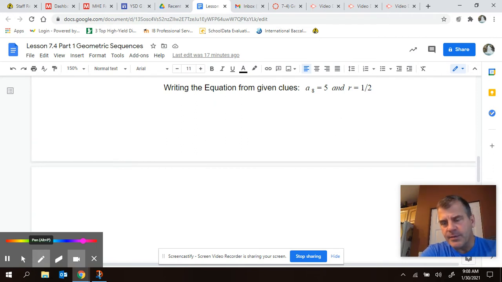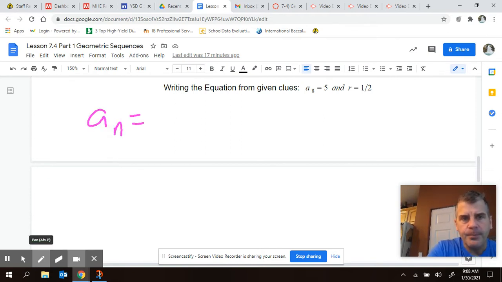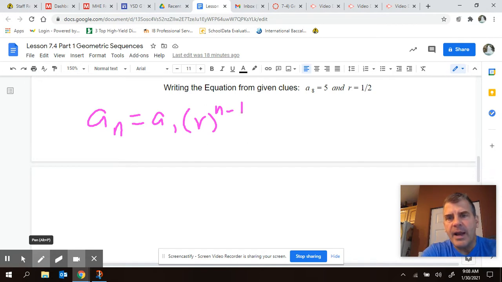If we're given that the eighth term is 5 and our common ratio is 1/2, we're going to start this problem by writing the general form for any geometric sequence. And then we're going to fill in the information from the clues. So we don't know a sub 1, but we know that we have this eighth term with this common ratio of 1/2. So really our quest is to find a sub 1, and then we would have the overall equation to be able to determine any other terms within our sequence.